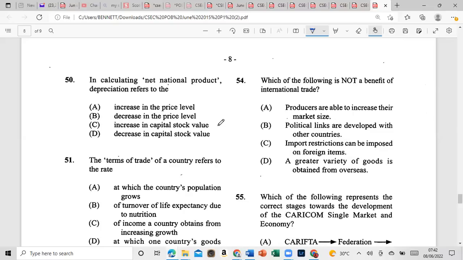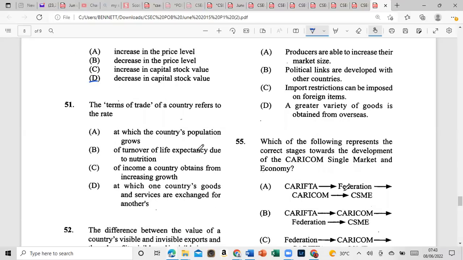All right, let's move on to 50. In calculating net national product, depreciation refers to A, increase in the price level. B, decrease in the price level. C, increase in capital stock. Or is it D, decrease in capital stock value? And as I say, depreciation means the value gets less, so it will be D, decrease in the capital stock value. All right, let's move on to 51.